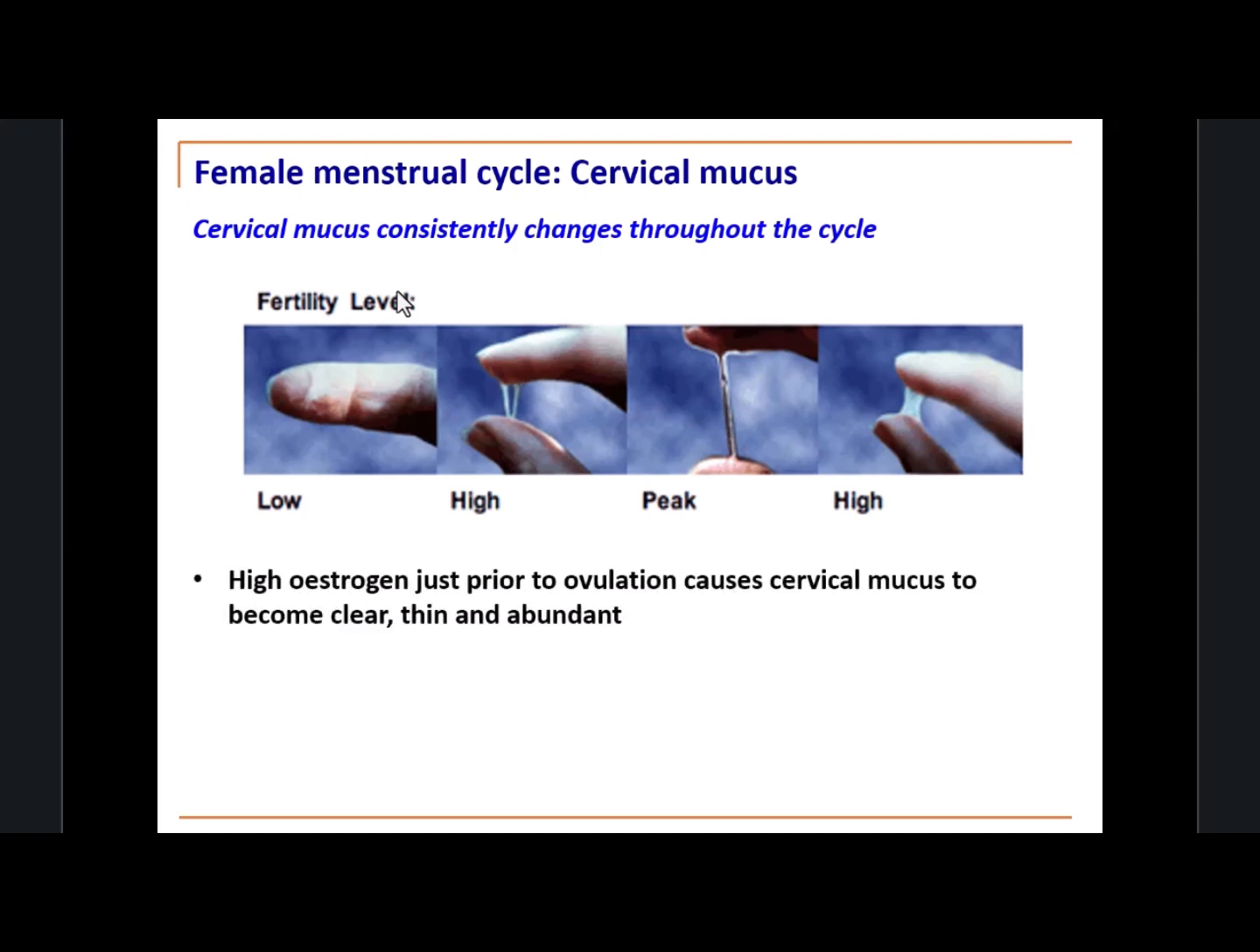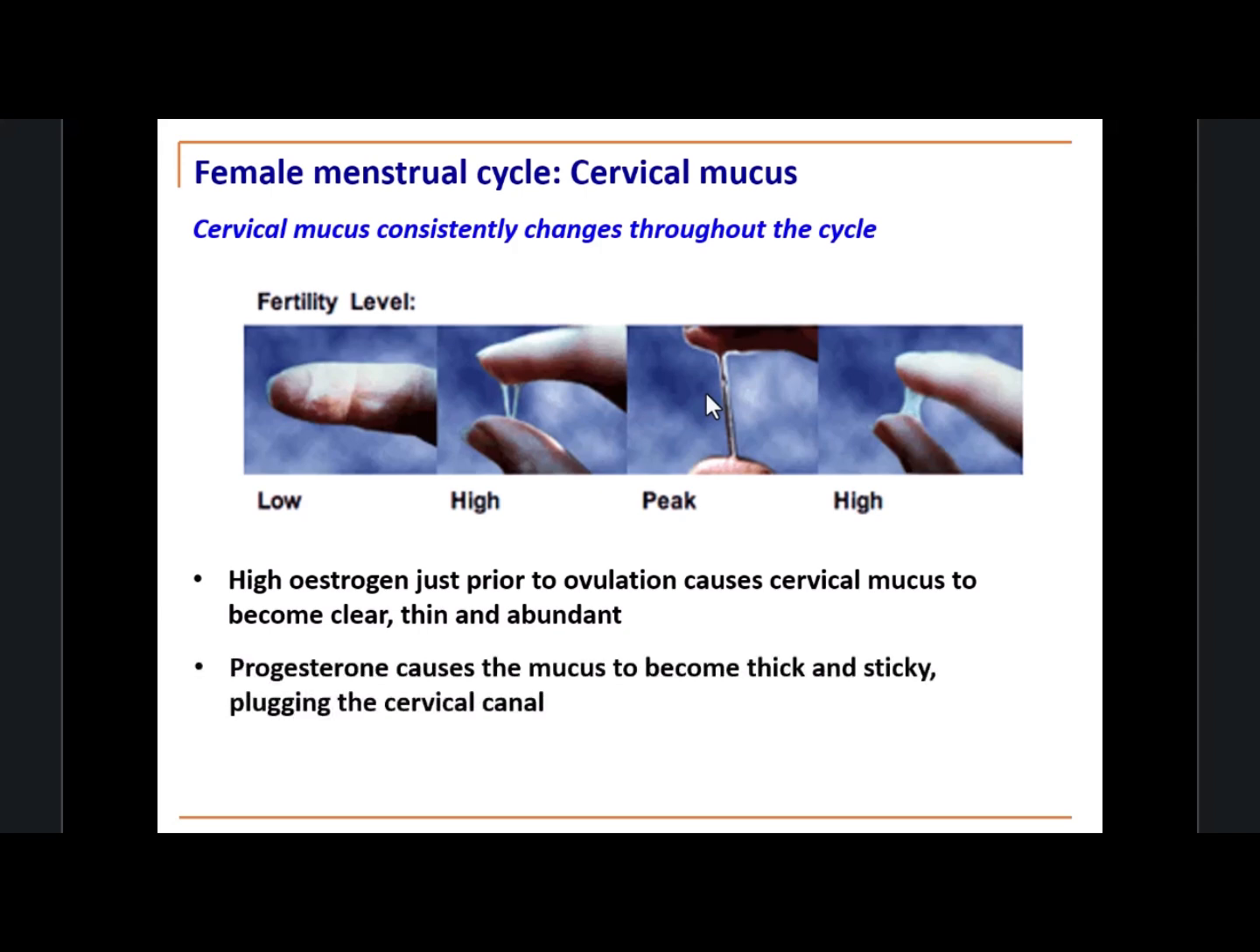So when you have high estrogen levels just prior to ovulation, this causes the cervical mucus to become really clear, thin, and abundant in this kind of egg white-like pattern. And that facilitates the passage of sperm through the cervical canal.